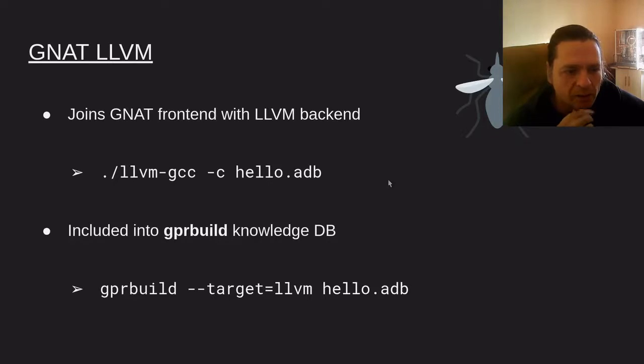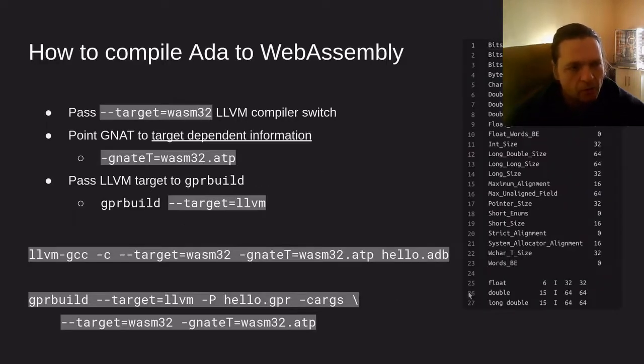And what is also interesting for us is that this toolchain is known by gprbuild tools. There is a dedicated target, and when you call gprbuild with the target llvm option, gprbuild will find the LLVM toolchain binaries and use them to generate the code. So how to compile for WebAssembly?